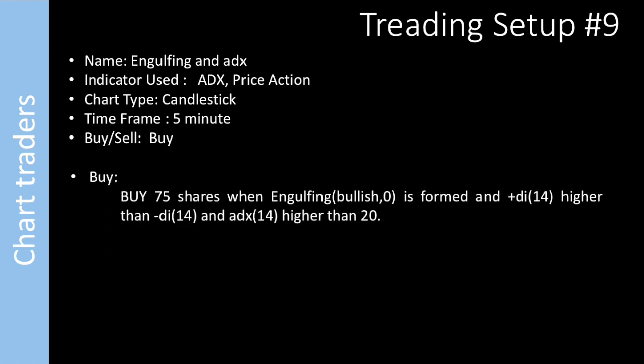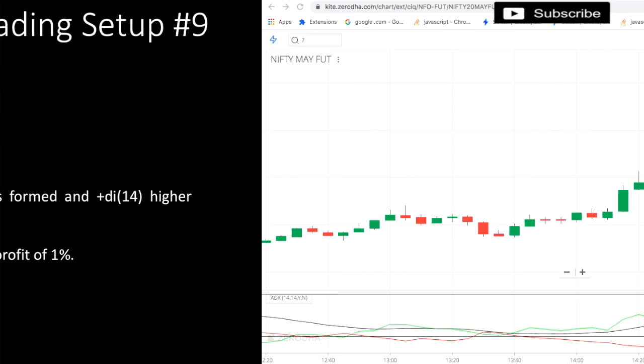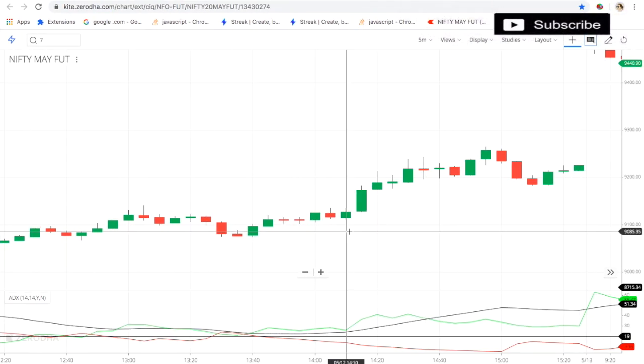So when to buy? When an engulfing pattern is formed and at the same time plus DI is higher than minus DI of ADX, and ADX 14 is higher than 20. This is our triggering indicator and this is the supportive indicator. Now when to sell? Fix a 0.5 percent stop loss and a 1 percent target. So let's see it on a chart.